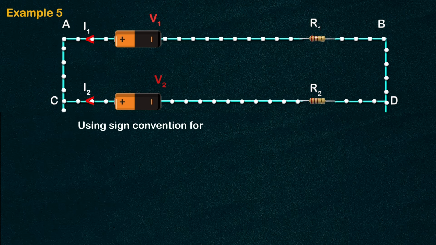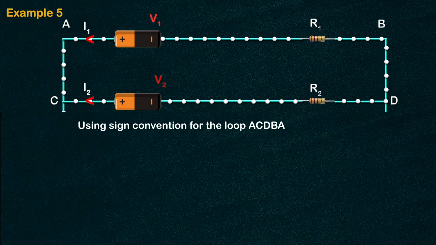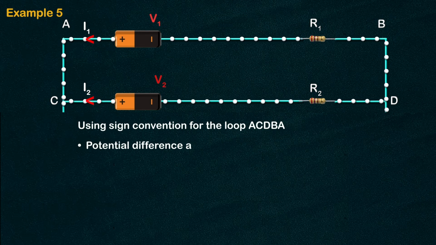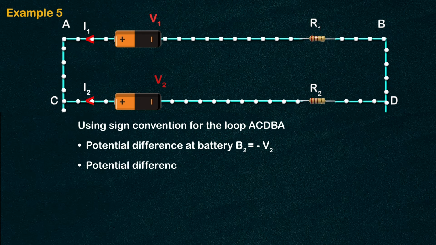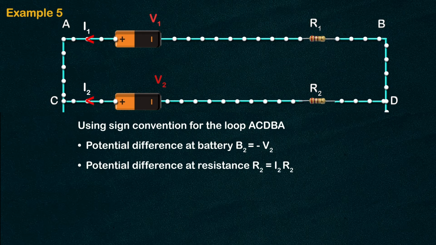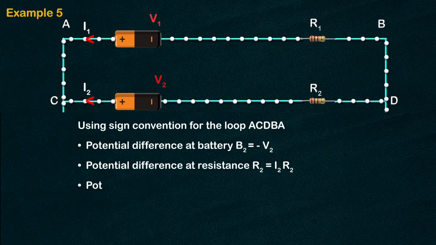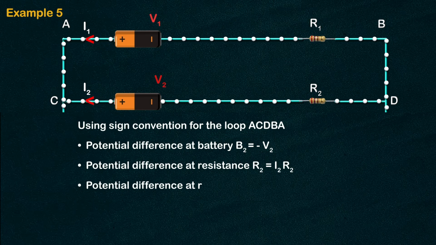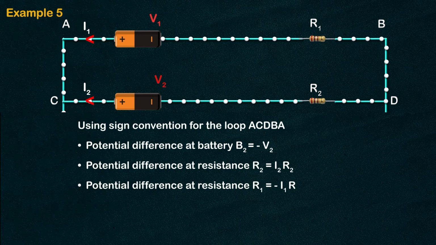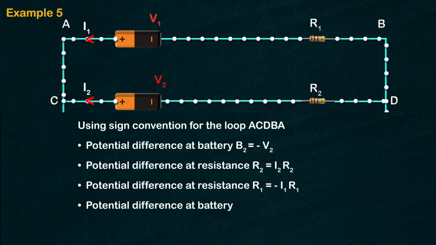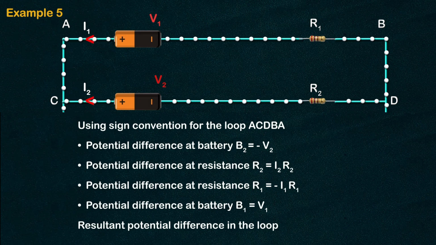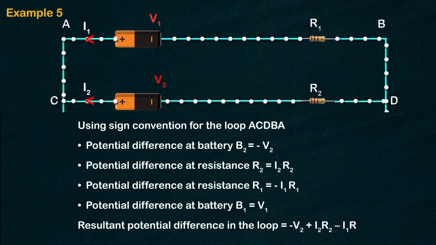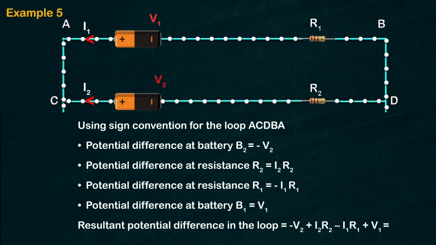Using the sign convention for loop ACDBA, the potential difference at battery B2 is equal to -V2. The potential difference at resistance R2 is I2R2. The potential difference at resistance R1 is equal to -I1R1. The potential difference at battery B1 is equal to V1. Resultant potential difference in the loop is -V2 + I2R2 - I1R1 + V1 = 0.